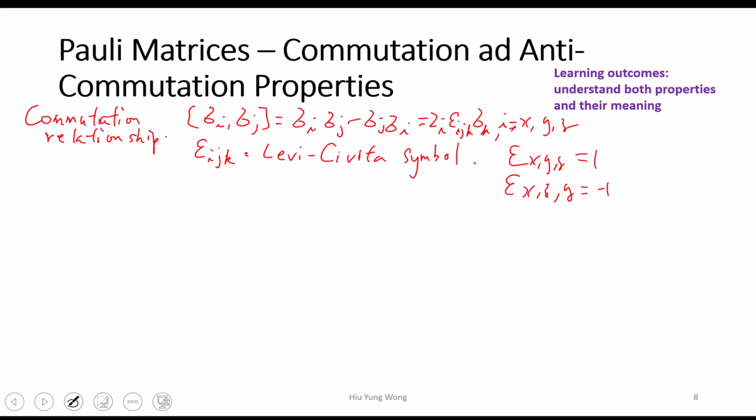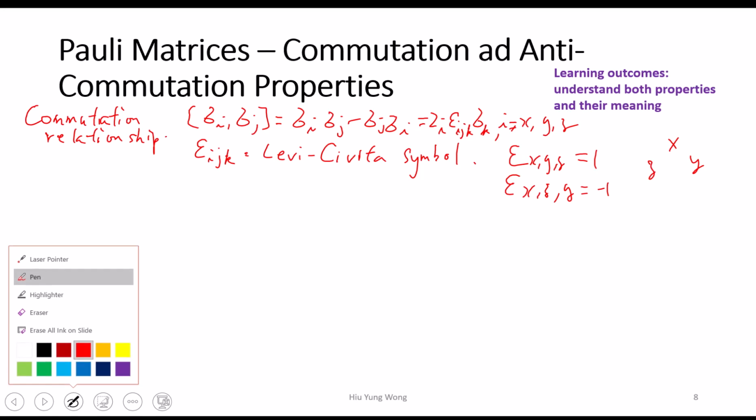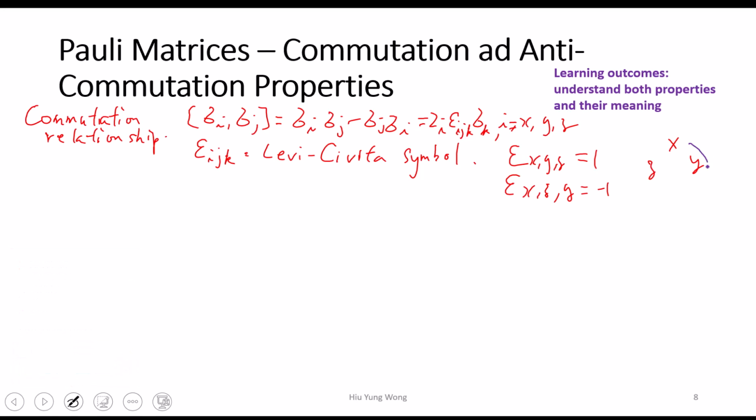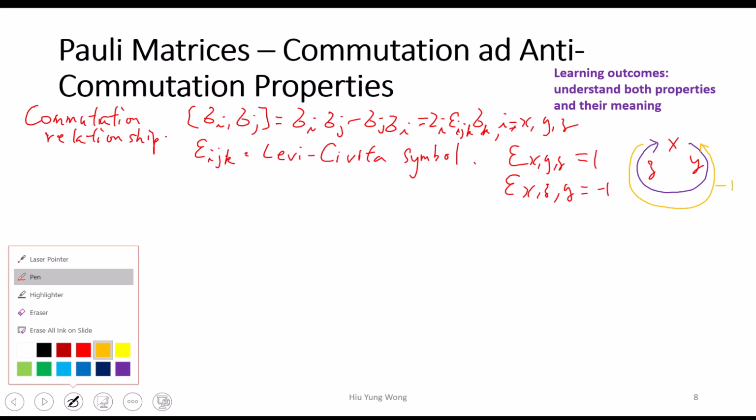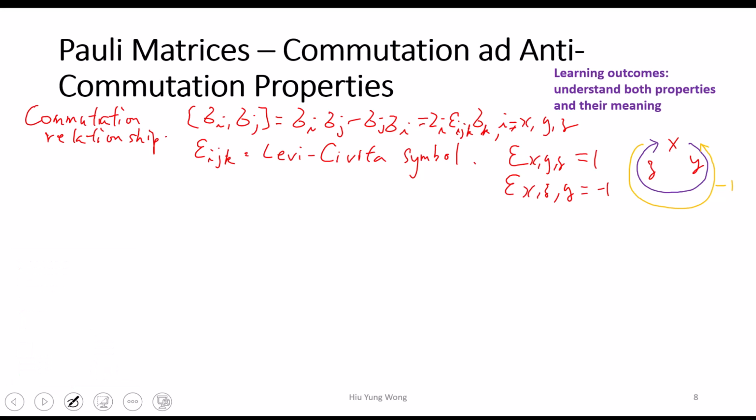So as long as you are not in the order, right? Think of this as a circle. If you go in this direction, then it's always 1. But if you go in a different direction, for example, let's say x, z, y, then you will get -1. Okay, so this is a good way to memorize.